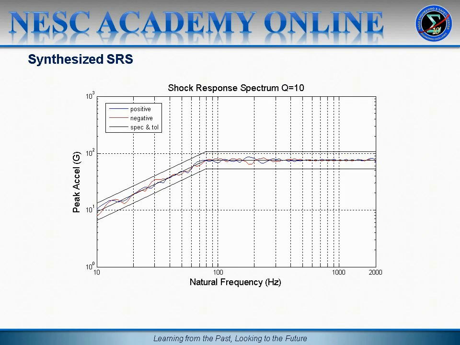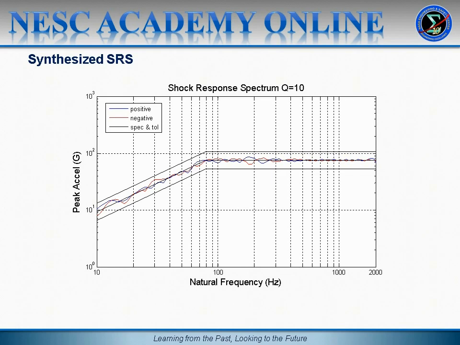And here's a shock response spectrum, and the x-axis is natural frequency in hertz. The y-axis is peak acceleration in g. Now, the specification is given by the black curve, which is in the middle of the three black curves, and this was from Mil Standard 810E. Then we've superimposed plus and minus 3 dB tolerance bands about the nominal specification.